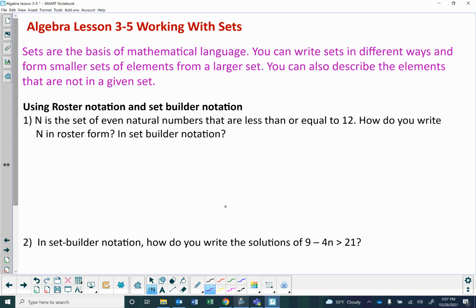Sets are the basis of mathematical language. You can write sets in different ways and form smaller and smaller sets or larger and larger sets. You can also describe the elements that are not in a given set. Okay, so we're going to take a look at a couple of problems, and we're going to try to write them in the right form. So we're going to use roster notation and set builder notation on these first couple of examples.